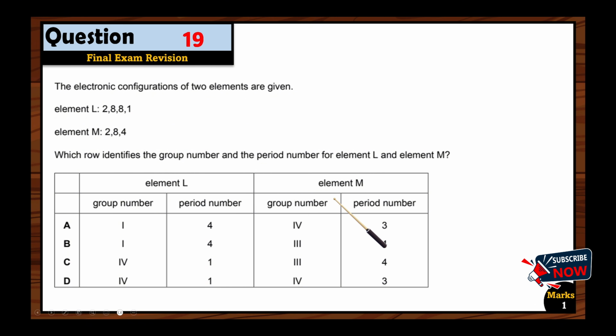So let's see now for element M. Element M is 284. So it has a total of 3 shells, and 3 shells means it has period number 3. So which has period number 3? Of course, option A. So option A is right. And even if you want to see the group number, it tells you the last shell electrons. How many electrons do we have in the last shell? 4. So group number 4, this option A is right.